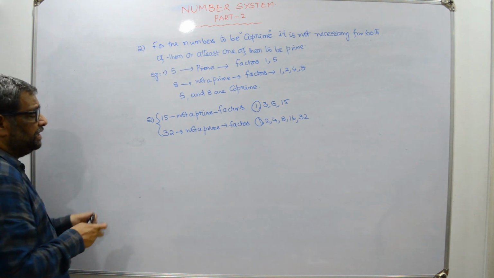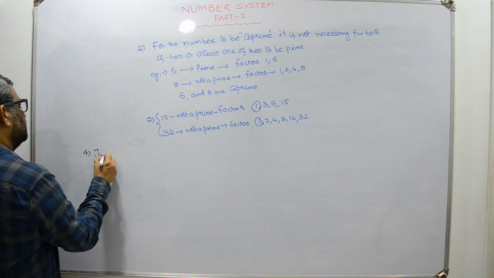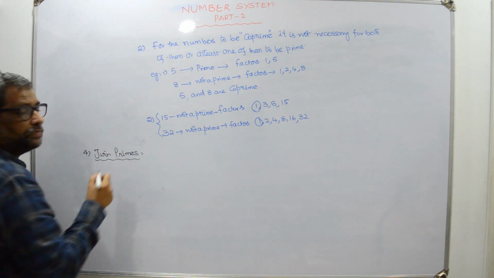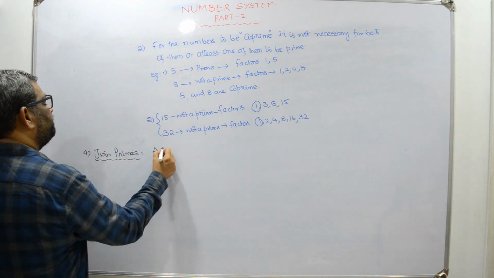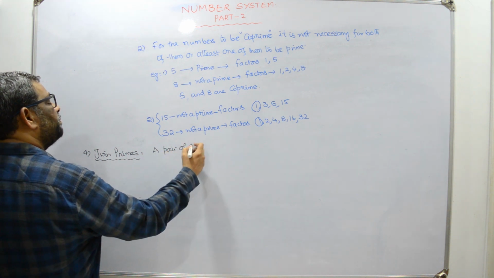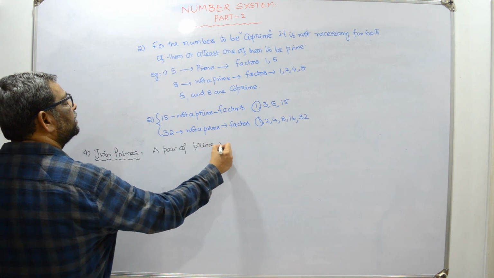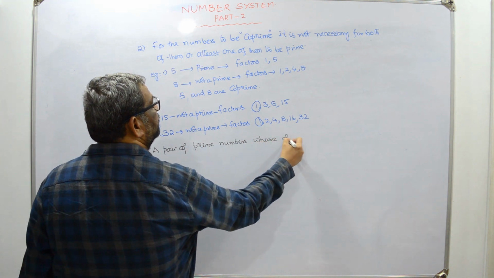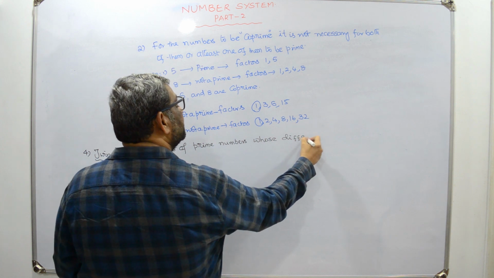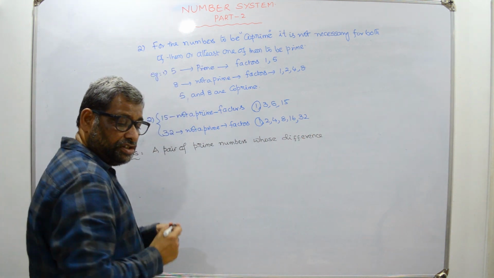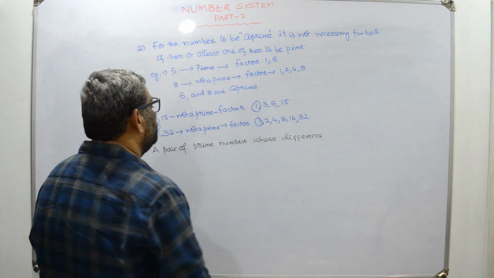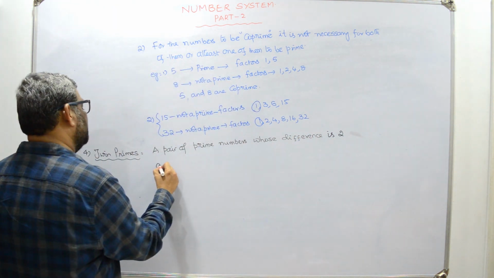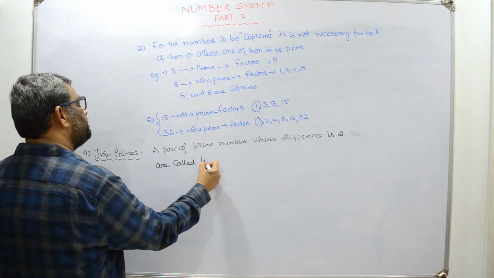Twin prime numbers. Twin primes. A pair of prime numbers whose difference is two are called twin primes.